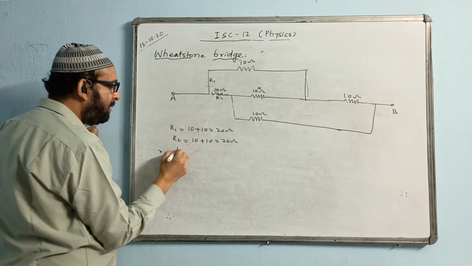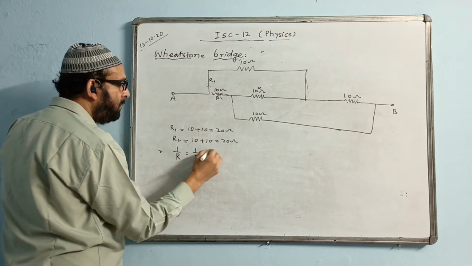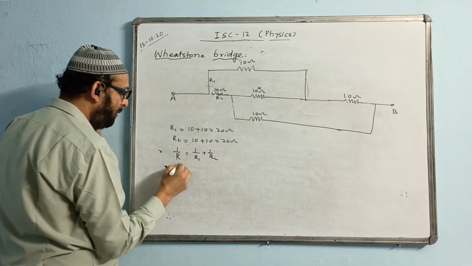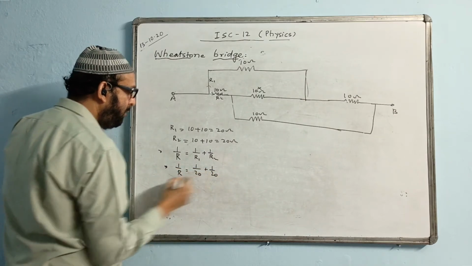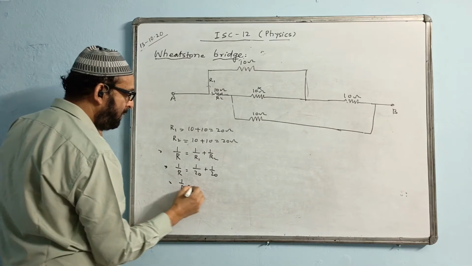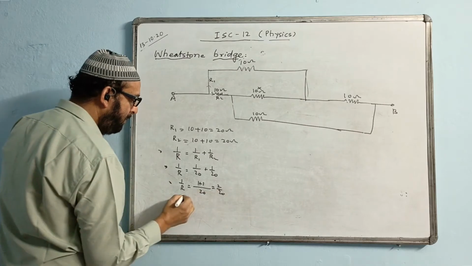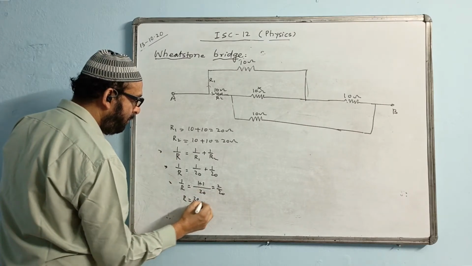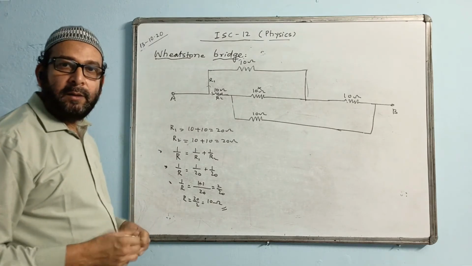Now they are in parallel, so I write the formula 1 by R is equal to 1 by R1 plus 1 by R2. And now I will calculate the answer. 1 by 20 plus 1 by 20, 1 by R, the LCM is 20, you get 1 plus 1, that is 2 by 20, therefore the R value is 20 by 2, and the answer is 10 ohm. The answer will come 10 ohm in this case.